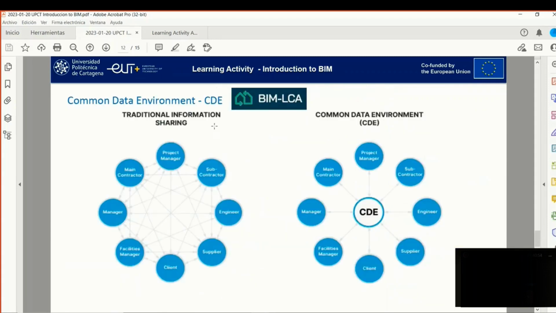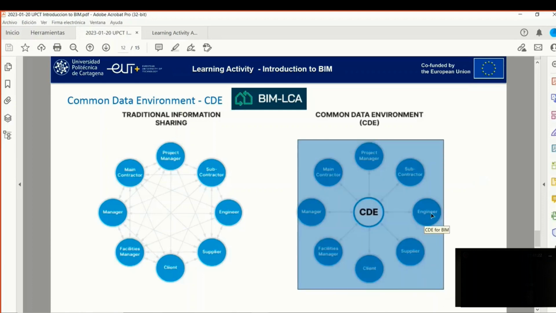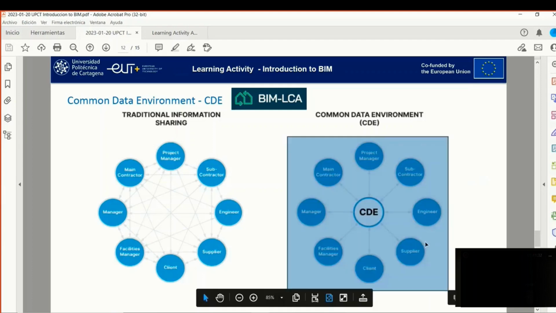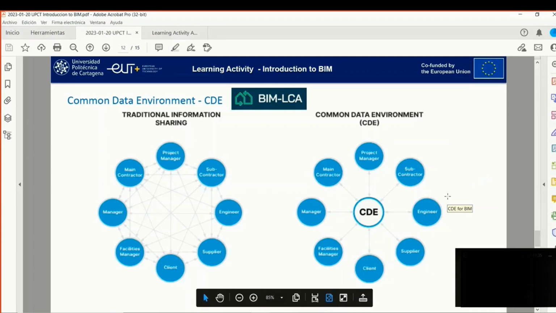And after that is the common data environment, the place where we are going to store all of this information, all of these models. Okay, and this is only to store and manage the information and to visualize the models. So this is what I think is the first step for somebody who works in a public administration and wants to ask companies to work with BIM.